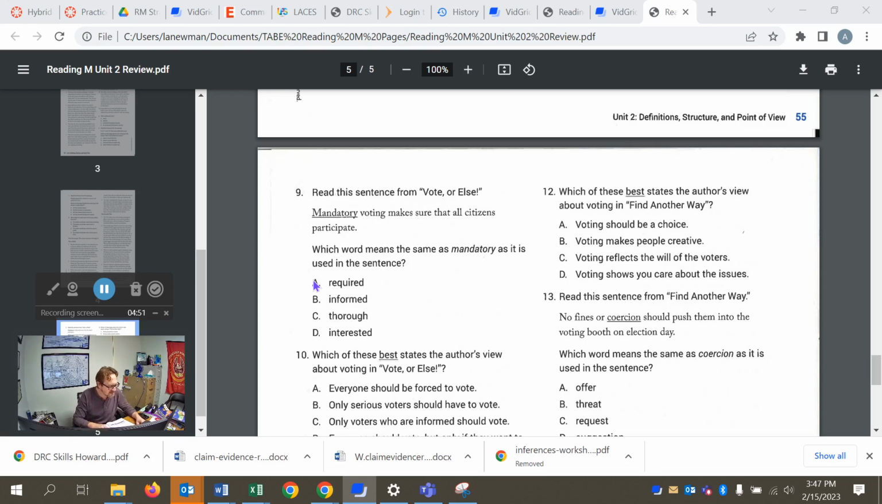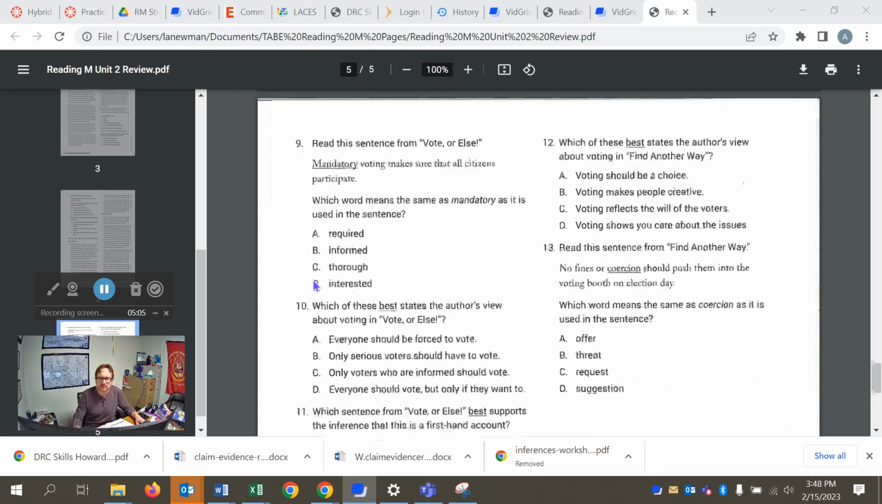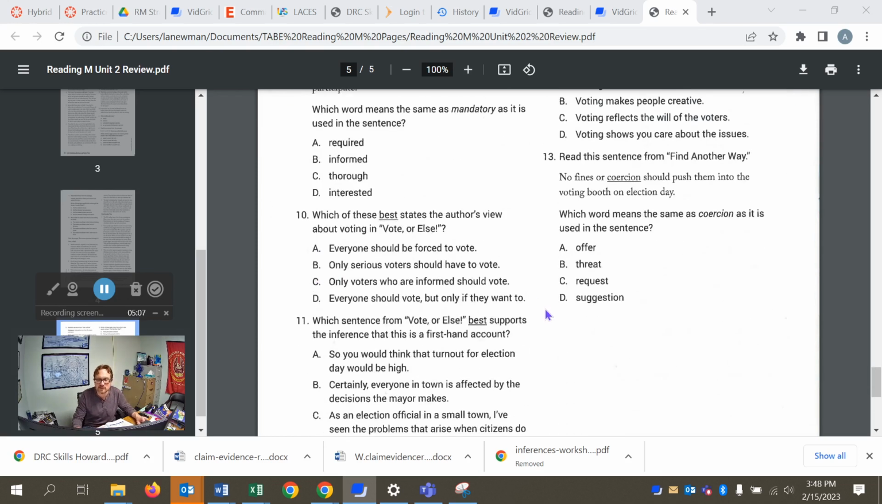So number 9, read the sentence from Vote or Else. This was the pro-mandatory voting. And so in the context, the word mandatory means A, required. You don't have the choice. 10, which of these best states the author's view about voting in Vote or Else? And it's A, everyone should be forced to vote. That's the core argument, honestly, is that everybody has to vote who's of legal age.